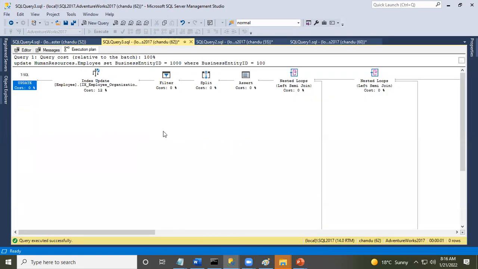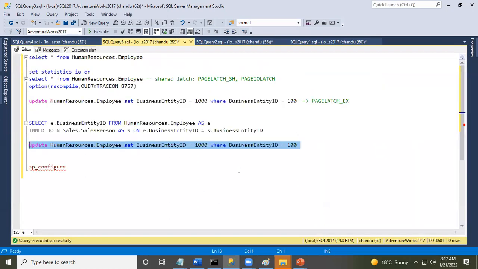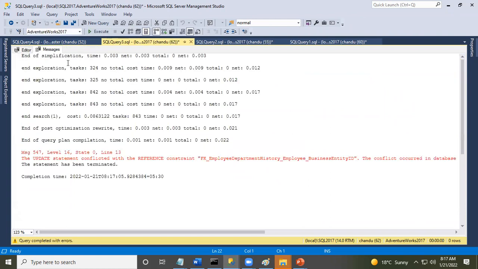Even though it is a small table, it is going for multiple queries, right? For example, let's say you are doing something and you are executing this.